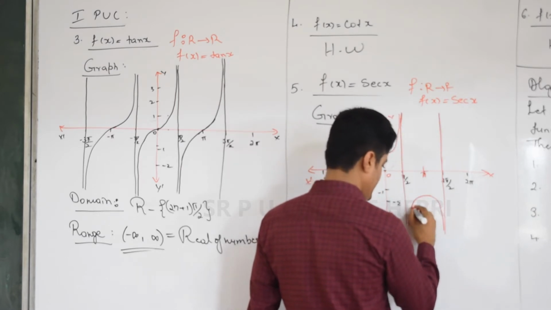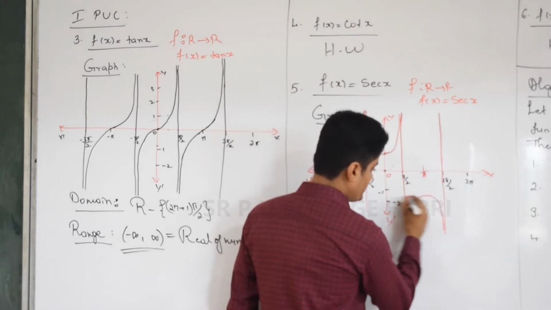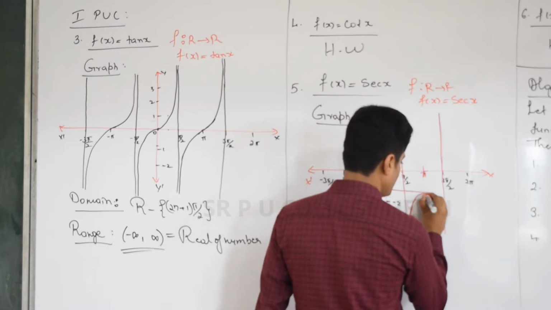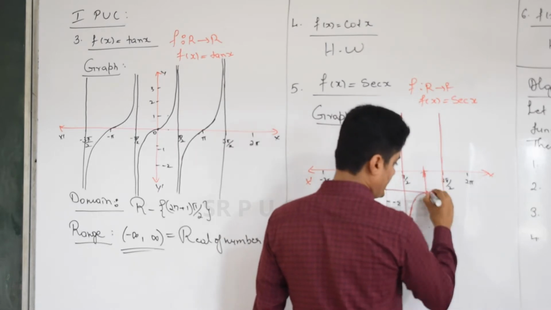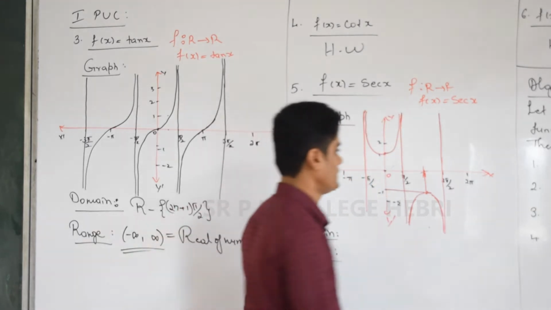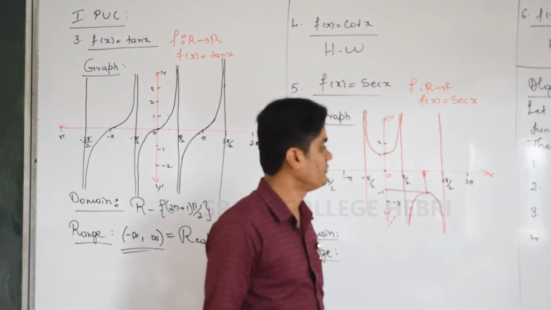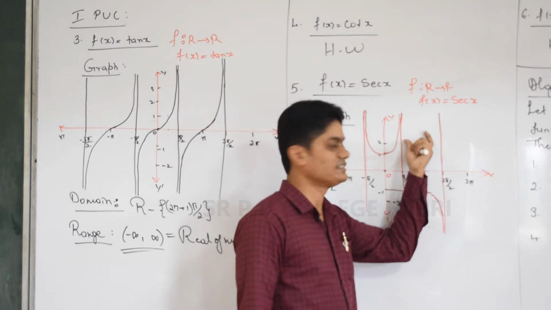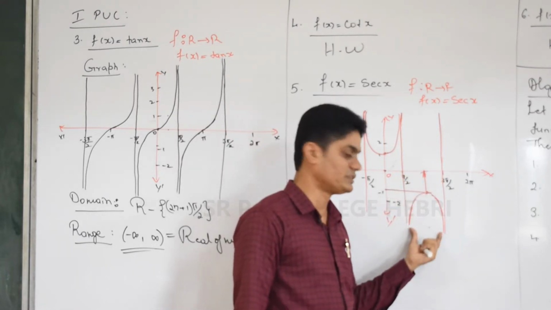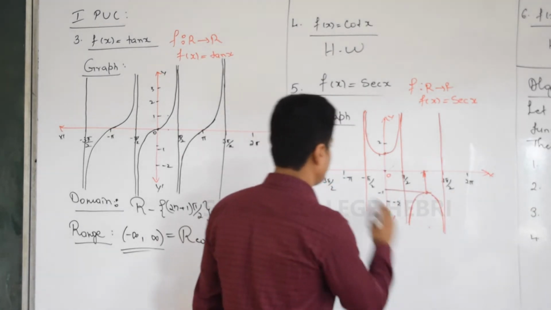Secant 90 is infinity, secant 120 keeps going, and the value reaches minus 1 at pi, and then again starts decreasing and reaches minus infinity. Correct? Why are you not getting any graph of secant x in this part? This is the second quadrant, where secant is negative, so it must come below the x-axis. It cannot be above the x-axis. Okay, that part is done.